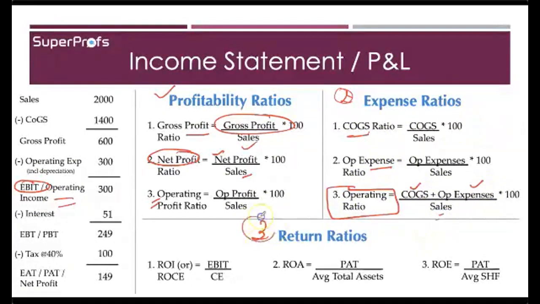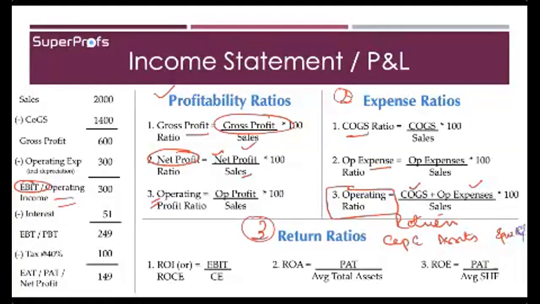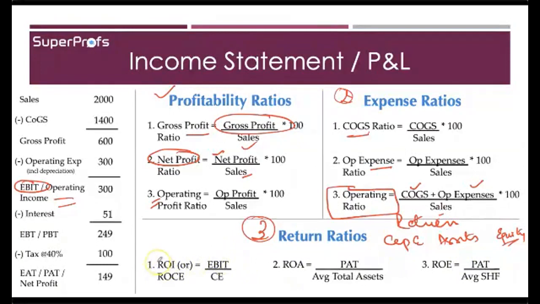The third kind of ratios are the return ratios, in which you calculate how much return you have received against either your capital employed, or against your assets, or against the equity, which is that of the shareholders. The key point to remember here is, when you're calculating return on investment or return on capital employed, you will take earnings before interest and tax, that is the operating income, in the numerator, whereas in return on assets and return on equity you will take profit after tax, that is your net profit.